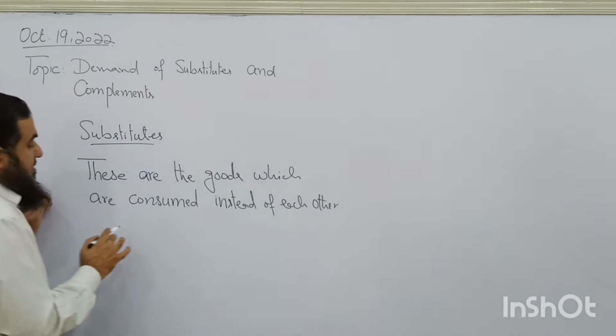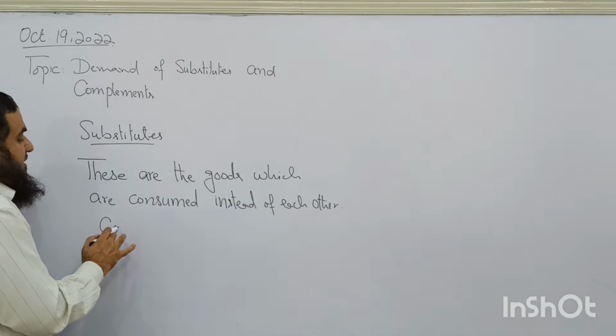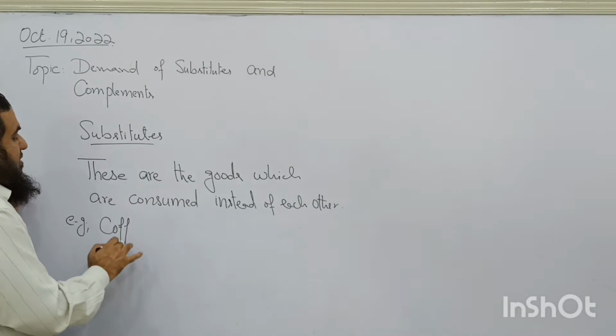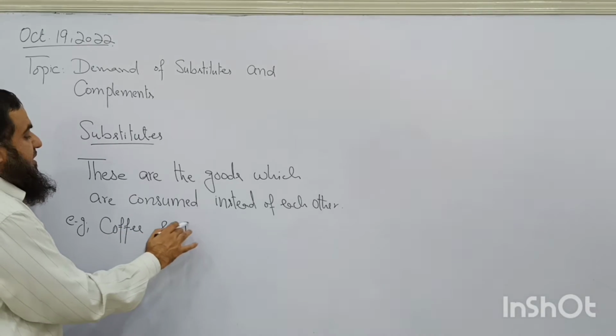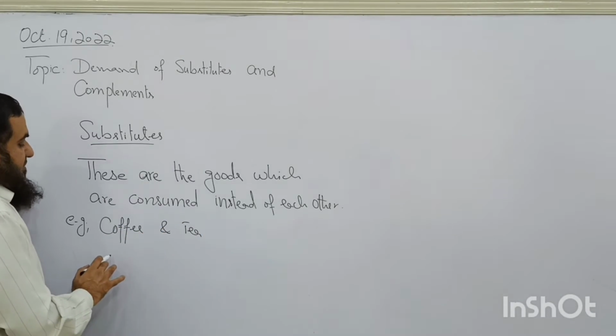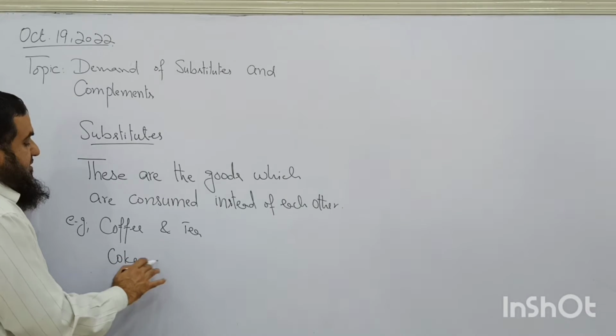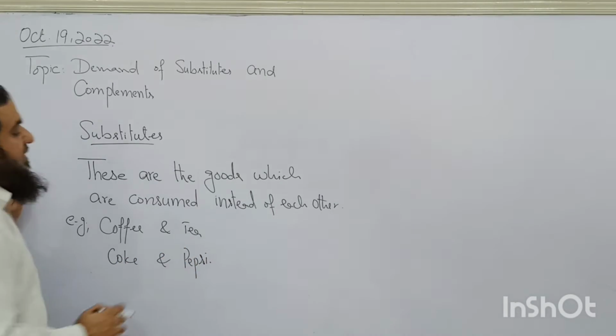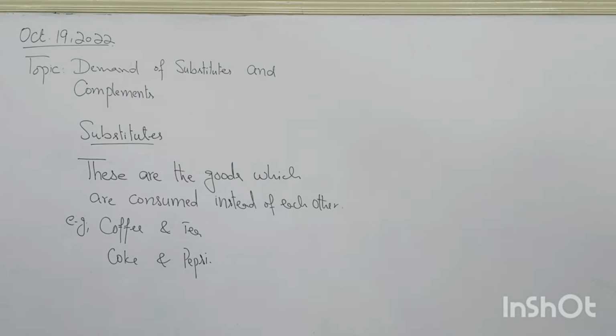For example, coffee and tea. Or you can also take the example of Coke and Pepsi. Alright? So at one time consumers are going to consume one of them, not both of them simultaneously.